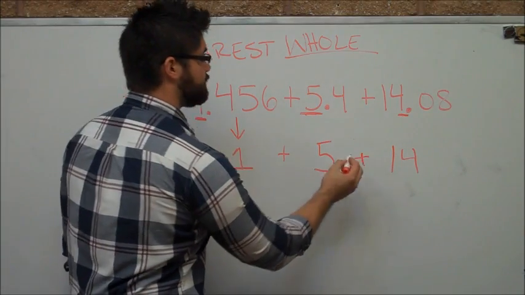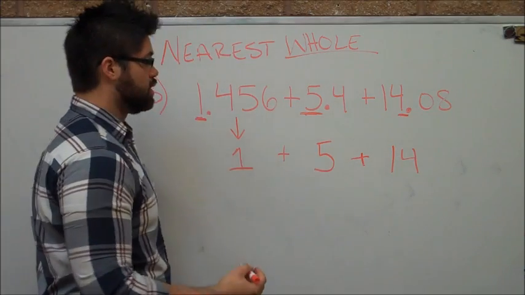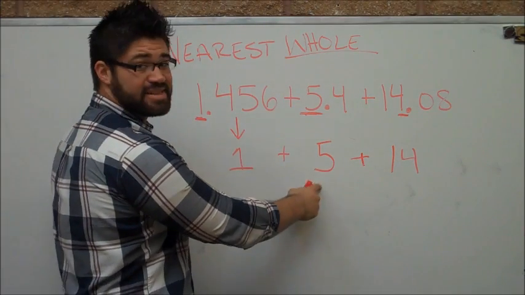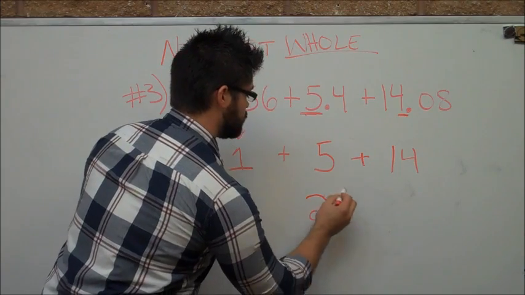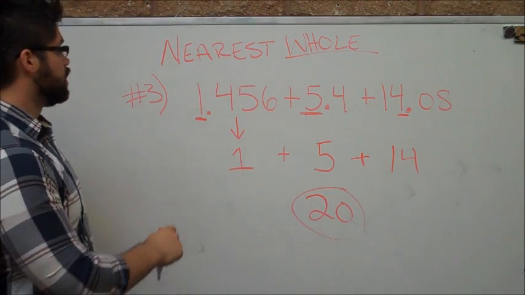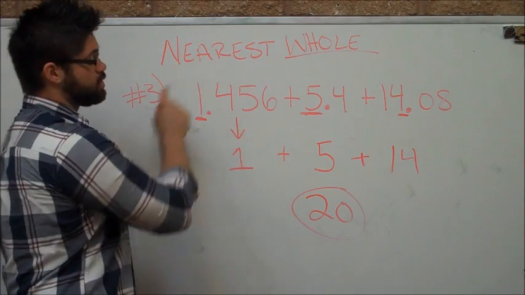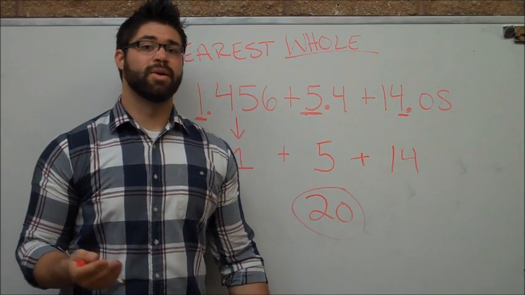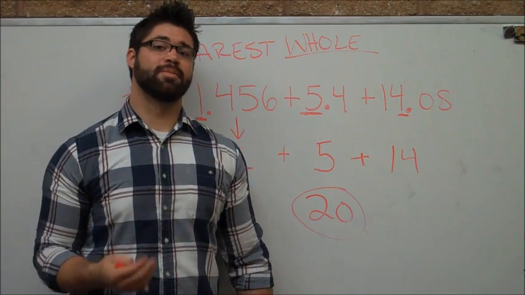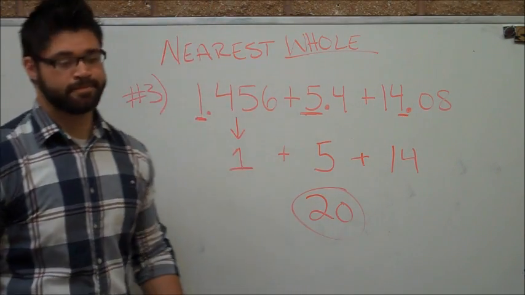So now, all we have to do is simply add 1 plus 5 plus 14. Once we add those together, 1 plus 5 is 6. 6 plus 14 is 20. So this expression, rounded to the nearest whole, is going to give us an answer of 20. So make sure you have this copied down. We're going to move to our last problem, number 4, and then I'll set you loose on your quiz, and I'll see you in class tomorrow.